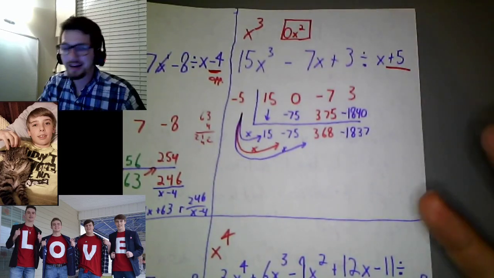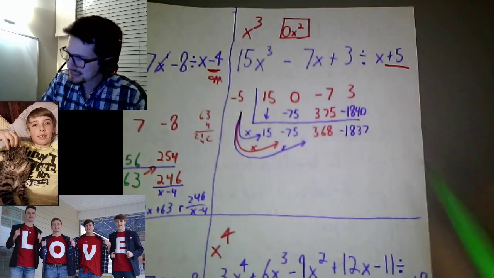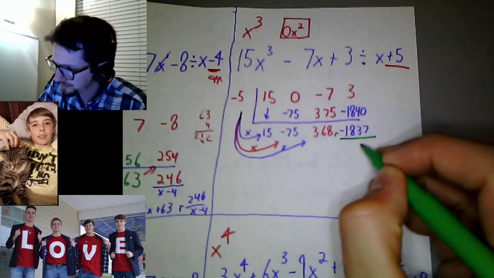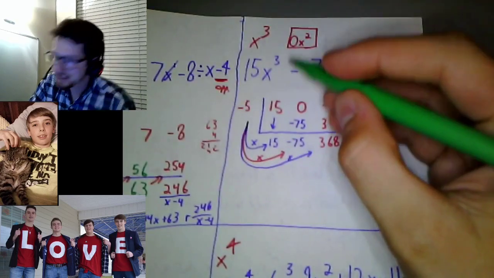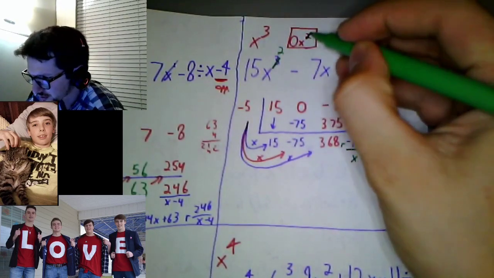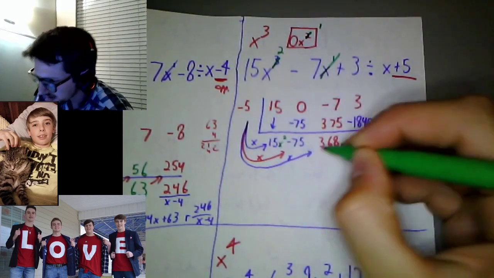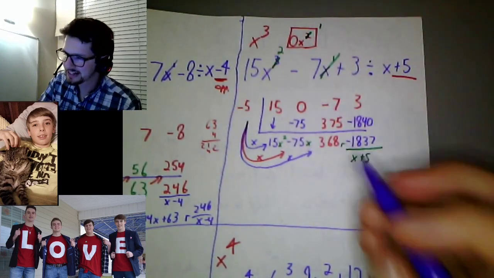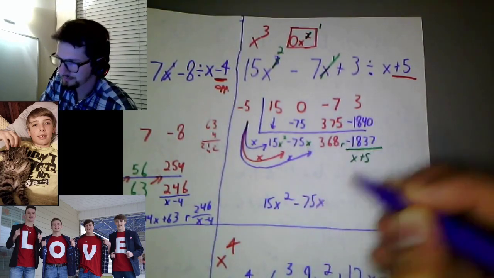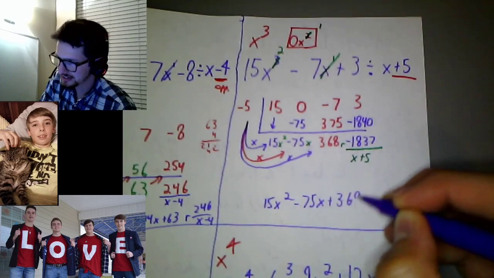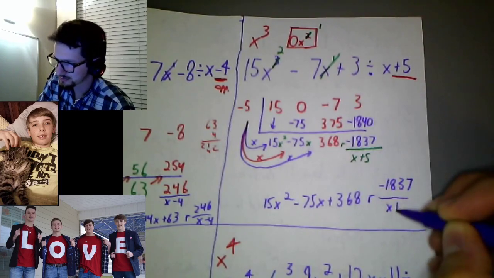Okay. Now that I have all my numbers filled in, what's my step? I set my last one as the remainder over the x plus something. That's x plus 5. I lower my exponents. 3 turns into 2, 2 turns into 1, 1 turns into 0. So I have an x squared, and I have an x. I'm going to rewrite it to be clear. I have a 15x squared minus 75x plus 368 remainder negative 1,837 over x plus 5.